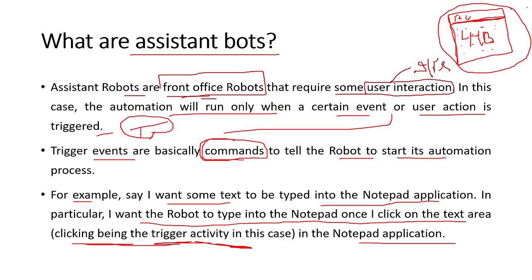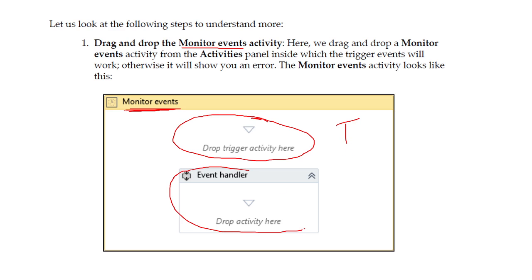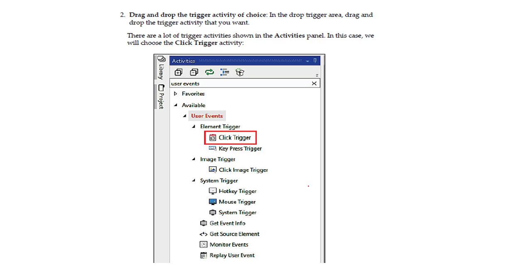In order to understand this scenario, what the RPA developer has to do is first drop an activity called Monitor Events. Can you see here? These Monitor Events will have two sections. We can call section number 1 the trigger section, and section number 2 the handler section. I will come back to this in a few minutes.